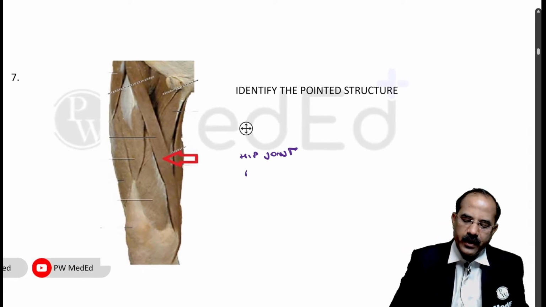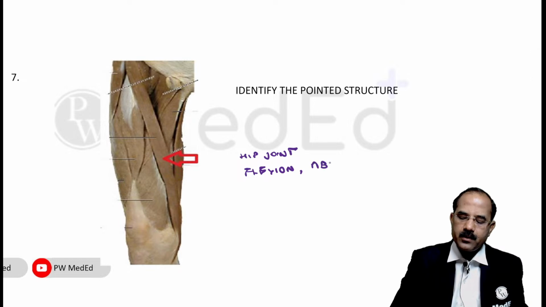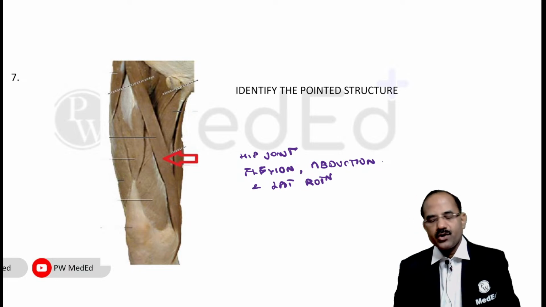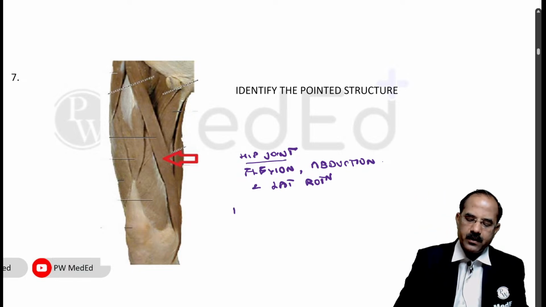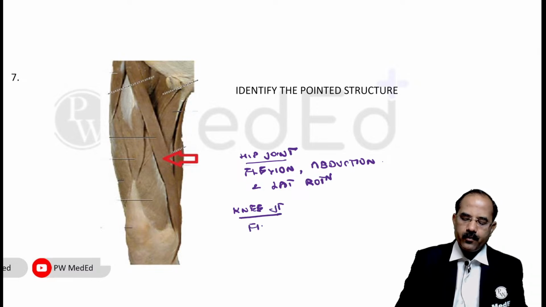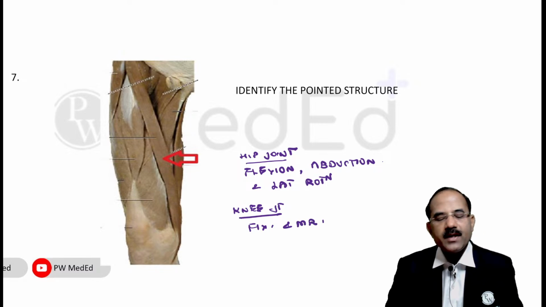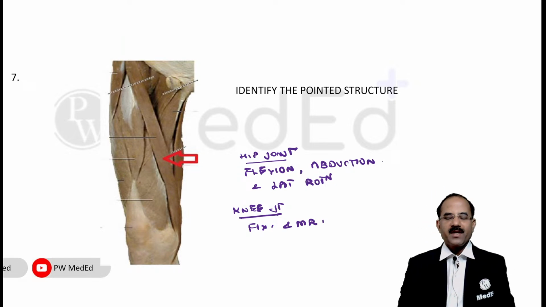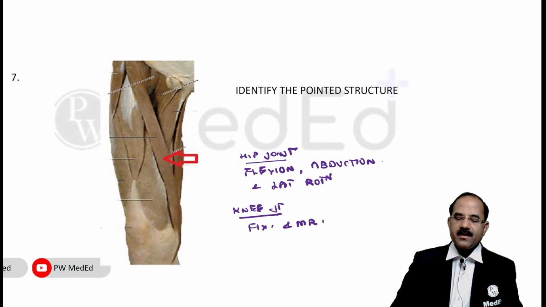It causes flexion, a very important MCQ again, flexion, abduction, and lateral rotation. Flexion, abduction, and lateral rotation at the hip joint. At the knee joint, what does it do? Flexion and medial rotation at the knee joint. Yes, it is also known as a Taylor's muscle. Very good. It is also known as a Taylor's muscle.